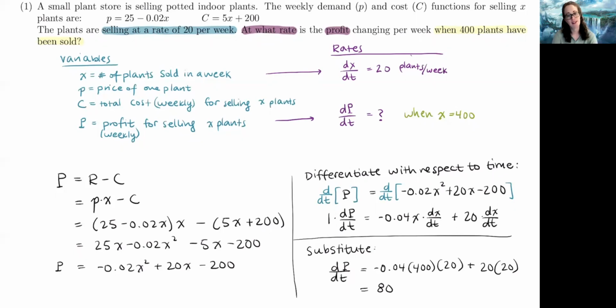I want to make sure always that we include units in this. I like to leave off the units till the very end because it gets a little clunky if you try to substitute them into the equation. So just think about what the units of profit would be and what the units of the little t are. Profit would of course be in dollars, and the time in here is measured in weeks. So it would be $80 per week that their profit is increasing when they sell 400 plants.